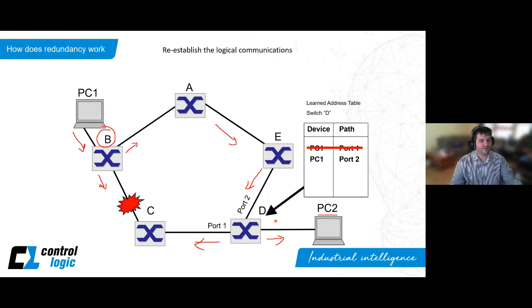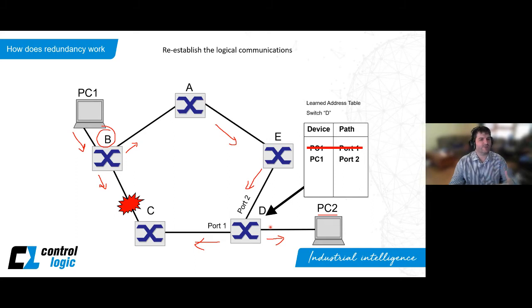Will learn where that data came from. So when the PC1's data comes through, switch D would learn behind port 2, we have PC1. And when PC2 responds, it will learn whichever the port number here is PC2. And the network will be restored. And that's the logical fix to the network.